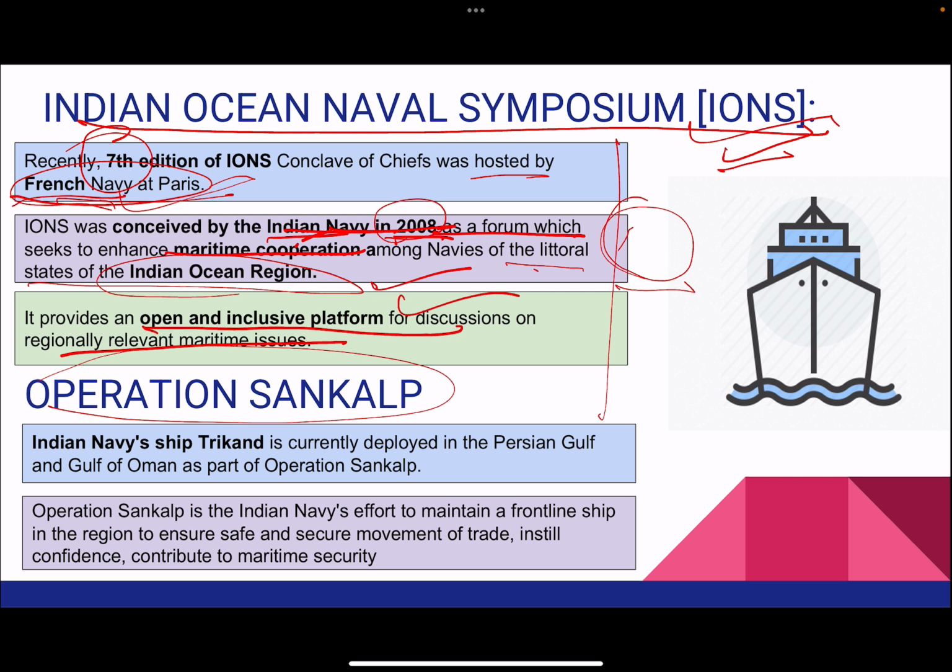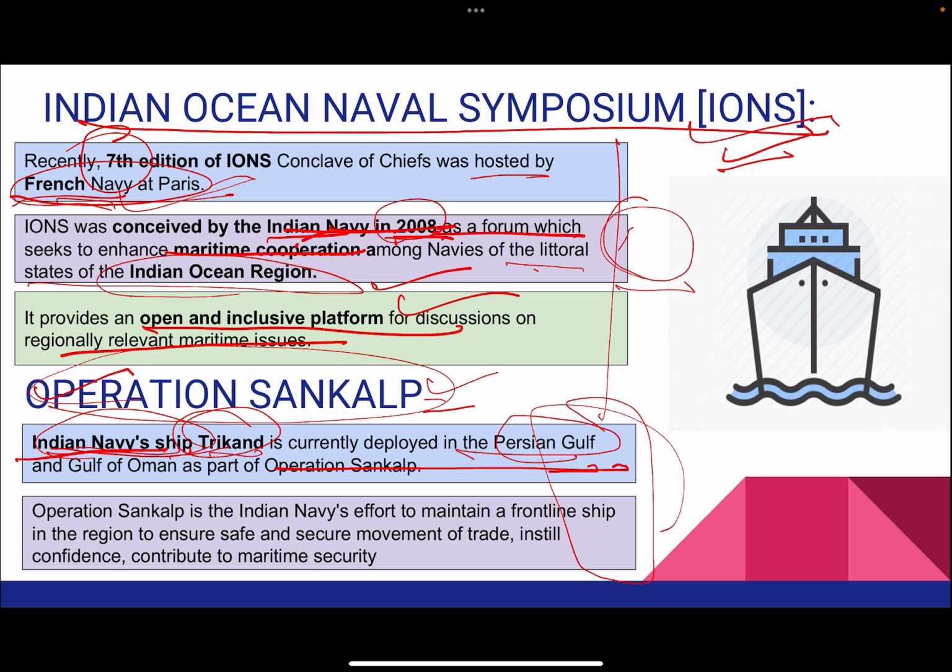Next is Operation Sankalp. Under this, one of the Indian Navy ships that goes by the name of Trikan was recently deployed in the Persian Gulf. The purpose was to ensure that the trade that is going on in that area, the naval trade, should be secure. And just to maintain that patrolling and to ensure security, the Indian Navy sent its Trikan ship in that area, and this whole operation is known as Operation Sankalp.